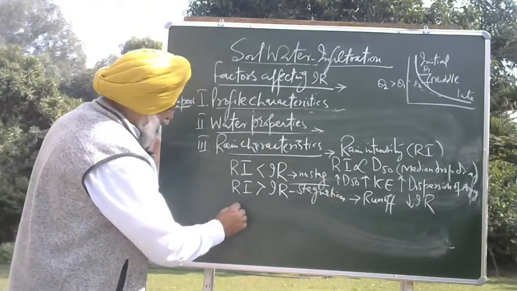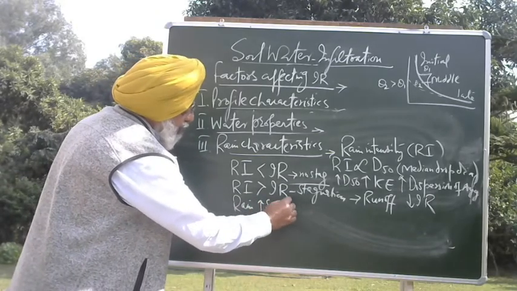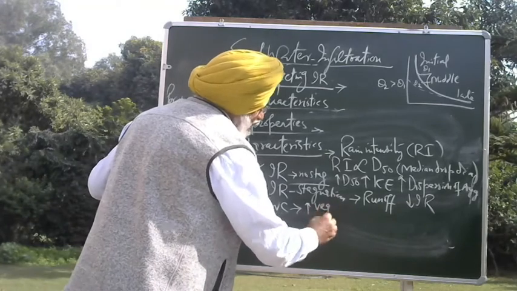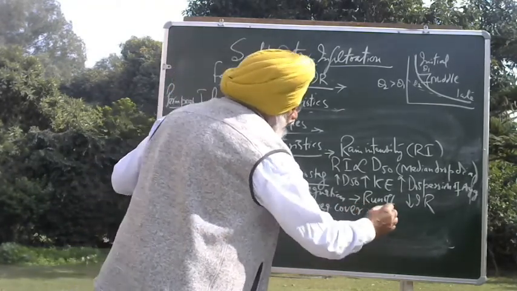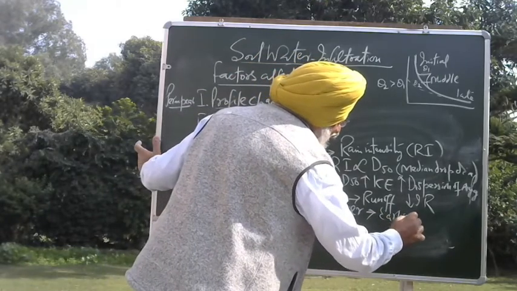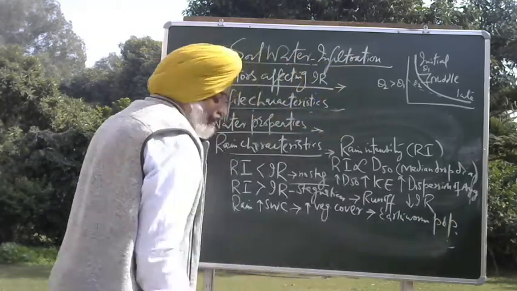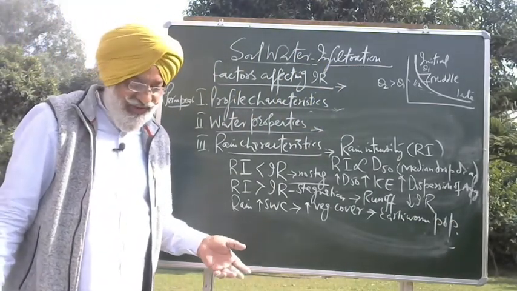And then again, rain increases soil water content, it increases your vegetation cover, it increases your earthworm population. So all these things, you can yourself guess how they will affect the infiltration rate also.